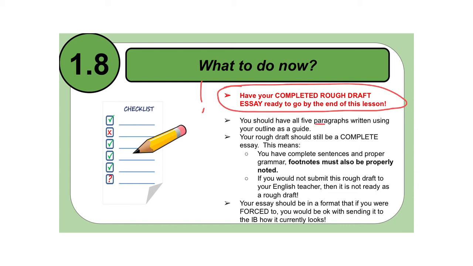You should have all 5 paragraphs written using your outline as a guide. Your rough draft should still be a complete essay. So what does this mean? You have complete sentences and proper grammar. Footnotes must properly be cited and all of that. So that is what this is. A rough draft is a completed paper. So do not give me something that looks like an outline or something that's incomplete sentences or sentence fragments.